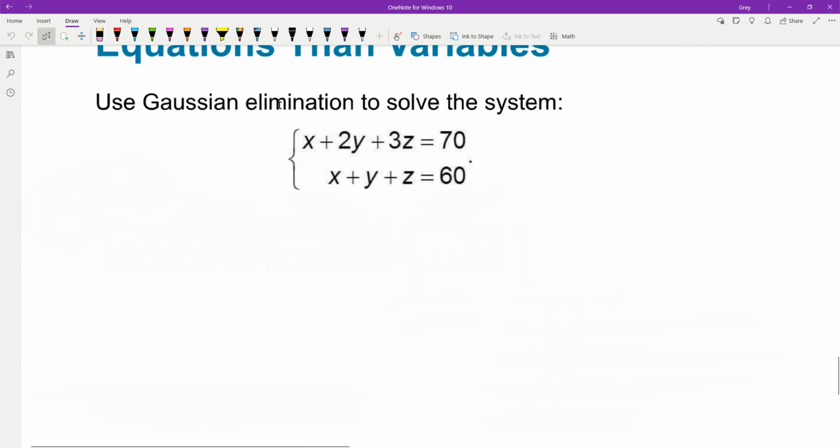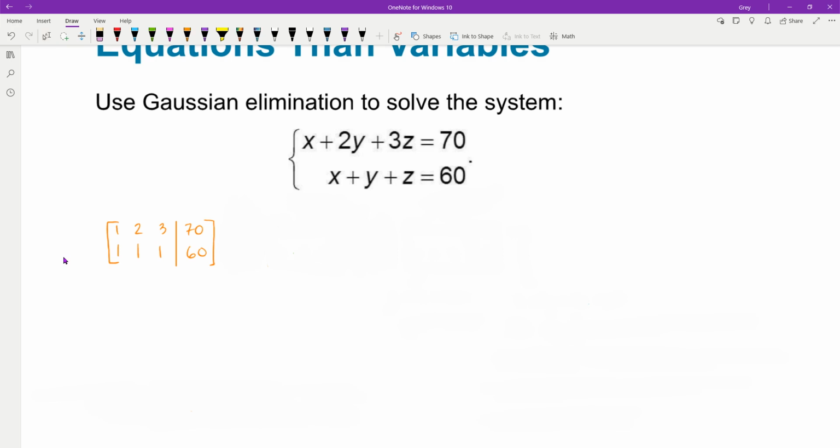Sometimes you will use Gaussian elimination to solve a system, and if you notice, this actually has only 2 equations, but I have 3 variables. So there's going to be an issue with that, and let's see what happens. So when I write my system, okay, I have 1, 2, 3, 70, and then 1, 1, 1, 60. So I've got my 1 where I need it. I'm going to get this to be a 0.